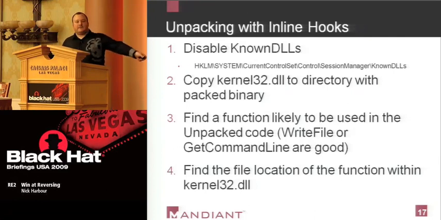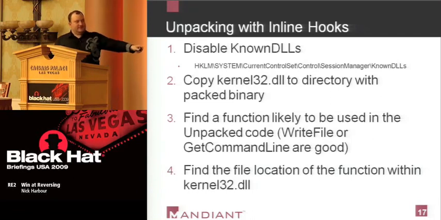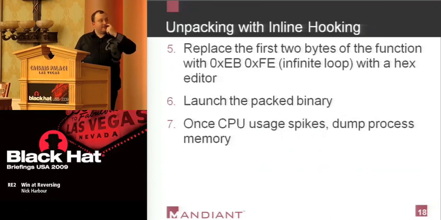So once I pick out a function that I want to trap, I find the location within the file of that actual function. I'm going to omit the actual steps to do the conversion, but you need to figure out where that function is in the file, and go to the first 2 bytes of the function and replace it with an infinite loop.